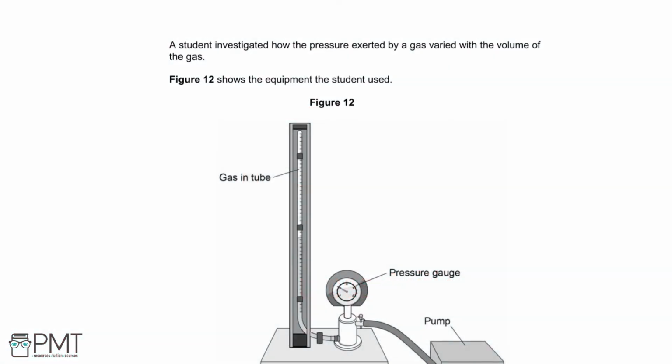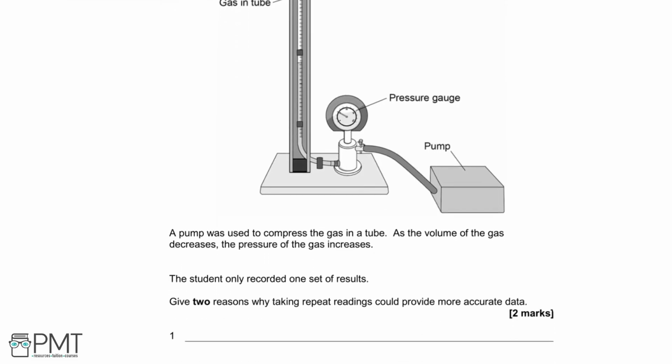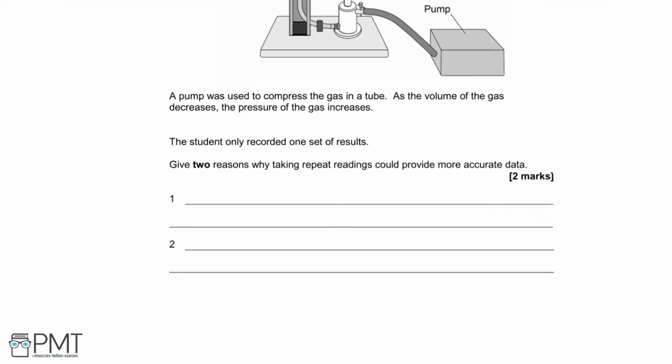A student investigated how the pressure exerted by a gas varied with the volume of the gas. Figure 12 shows the equipment the student used. A pump was used to compress the gas in a tube. As the volume of the gas decreases, the pressure of the gas increases. So in this case, the student only recorded 1 set of results. Give 2 reasons why taking repeat readings could provide more accurate data.